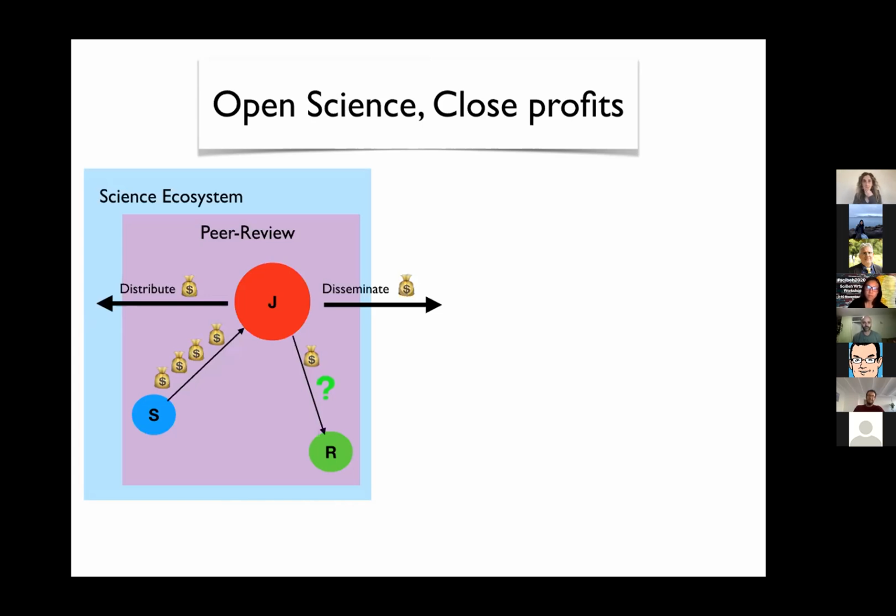So scientists send money to the journals. Then journals, of course, have costs, right? So the cost to distribute the papers within the science ecosystem, the cost to disseminate these papers outside. And then they have also some costs to actually undergo the peer review process, right? So maybe they pay the referees.